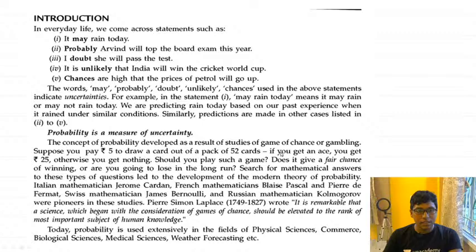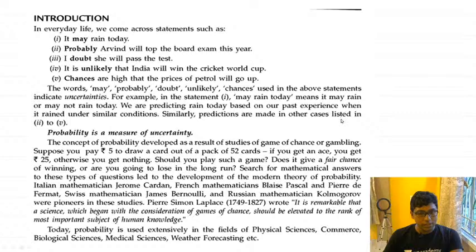These statements indicate some uncertainty. For example, it may rain today, or it may not rain today. We are predicting rain based on our past experience when it rained under similar conditions. Similarly, predictions are made in the second and fourth cases also: that probably Arvind will top this year, and that the chances are high that petrol prices will go up. Everything that we are doing here is a kind of prediction, and that gives us the concept of probability.